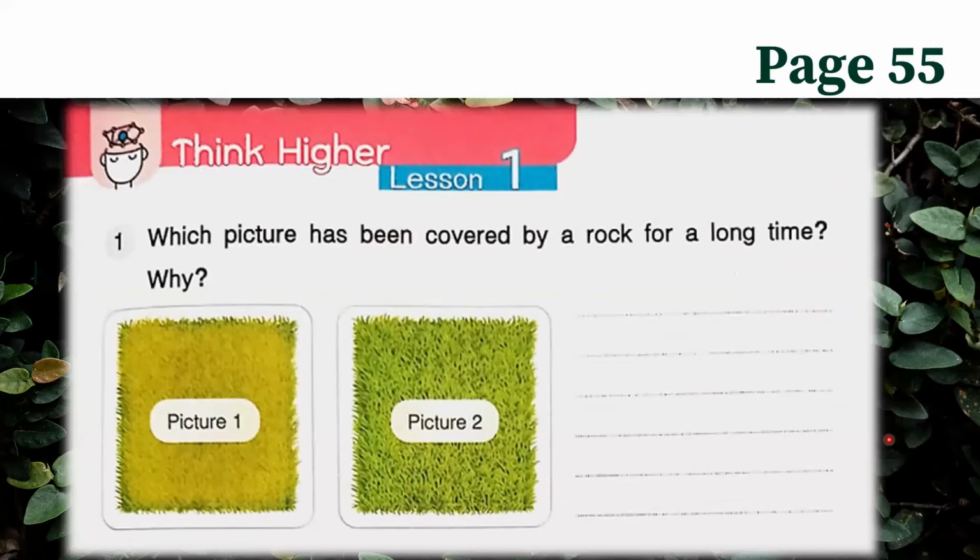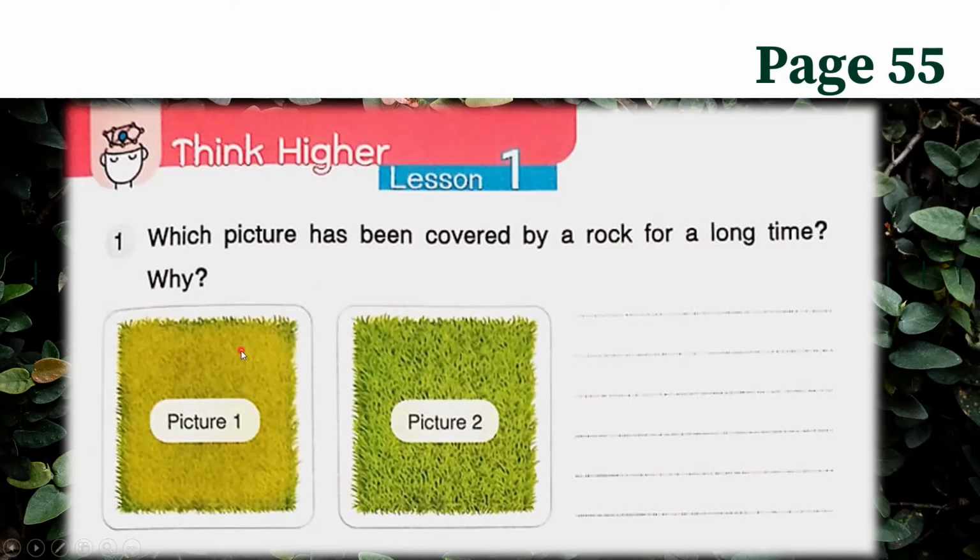Page 55. So here, look at the two pictures. This is picture 1 and picture 2. So as you can see, the grasses in picture 1 is color yellow, while the grasses on picture 2 is color green. Now the question is, which picture has been covered by a rock for a long time? Which picture has covered by a rock for a long time and why? Is it picture 1 or picture 2?